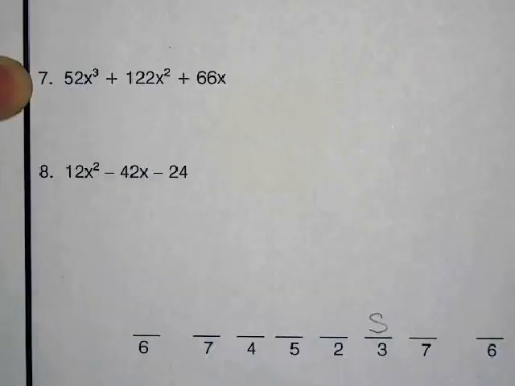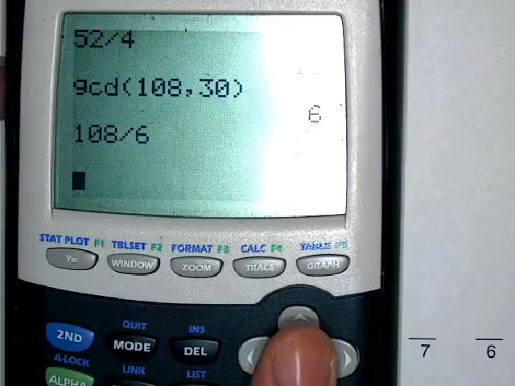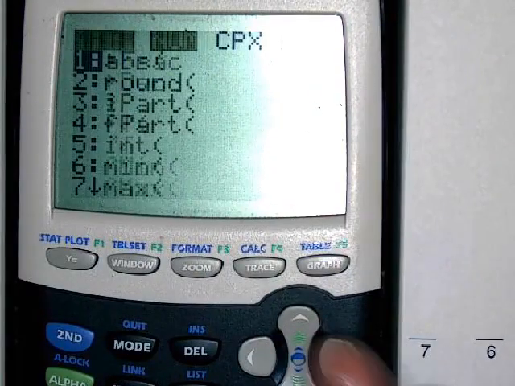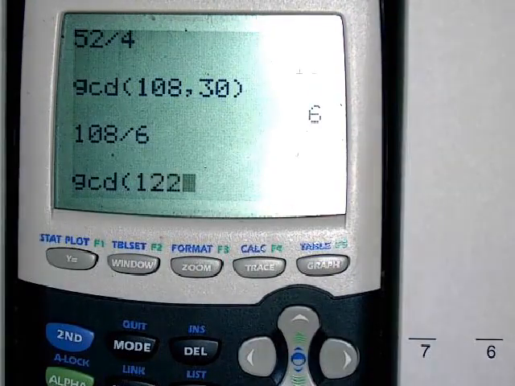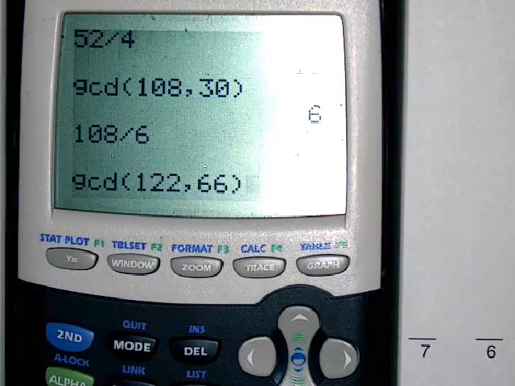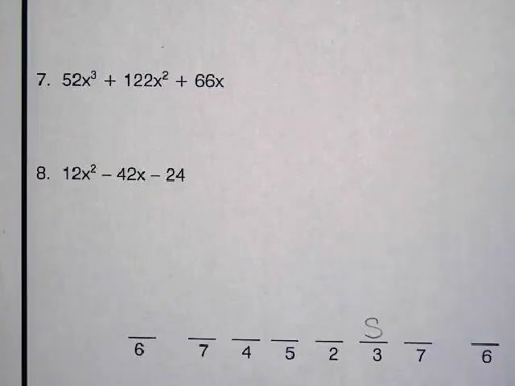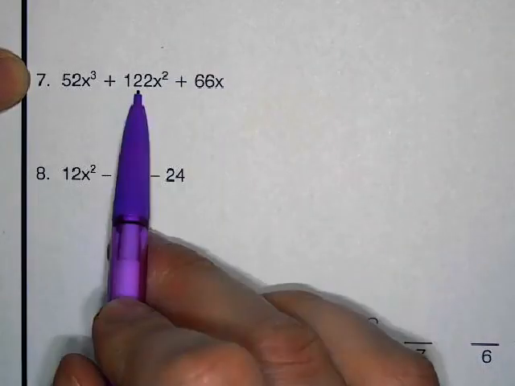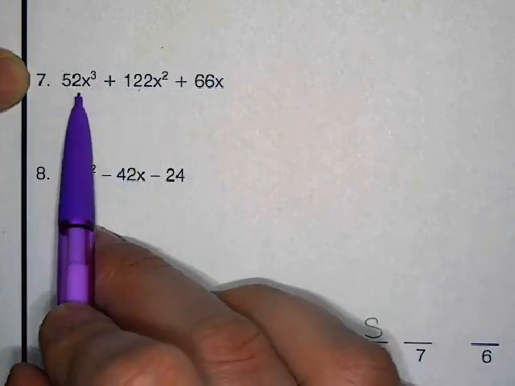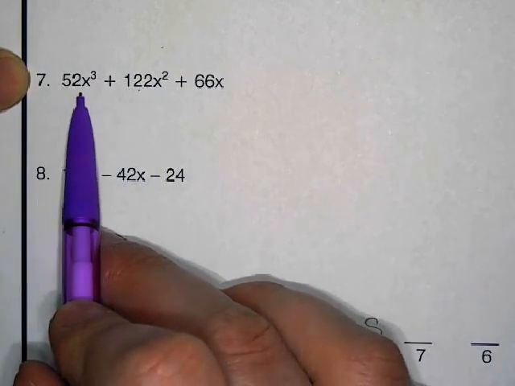We want to find the GCF first. So how do we find the GCF? Okay, we're going to take 122 and we're going to take 66, and we're going to plug them in. Let's see what they have in common. They only have a 2 in common. Okay, so these two numbers only had a 2 in common. The smaller number is a 52. Does 52 divide by 2? Okay, so we can for sure take out a 2.